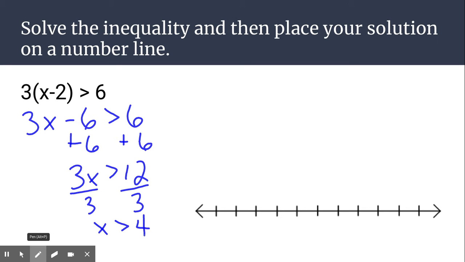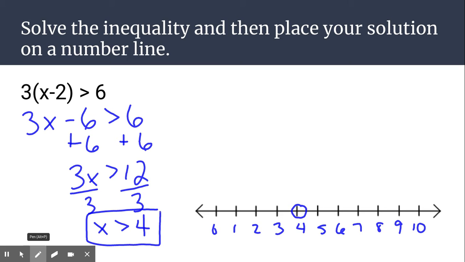I need to put that on my number line. So I'm going to come over here and I'll just start with 0, 1, 2, and I'll label all my little dash tick marks along the way. And you can start wherever it makes sense for you whenever you're given a blank number line like this. And I need to have an open circle at 4 because I don't want to include 4. I only want the x's that are greater than 4.